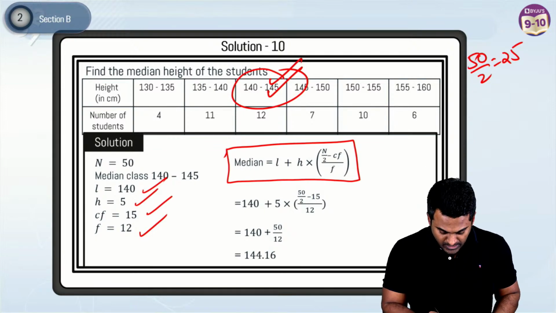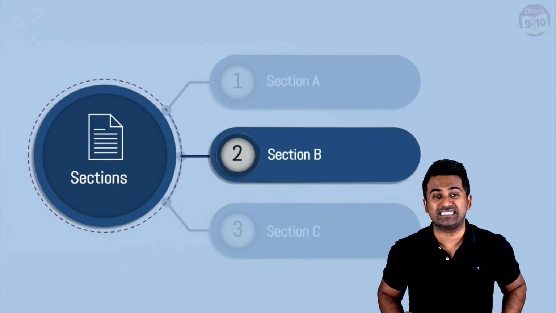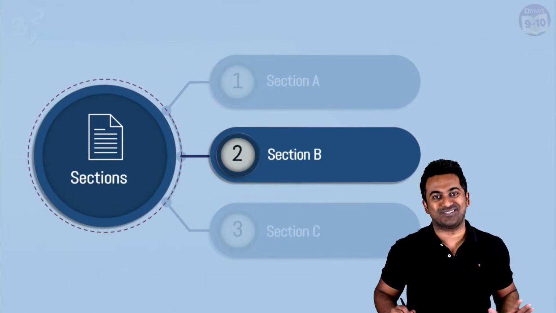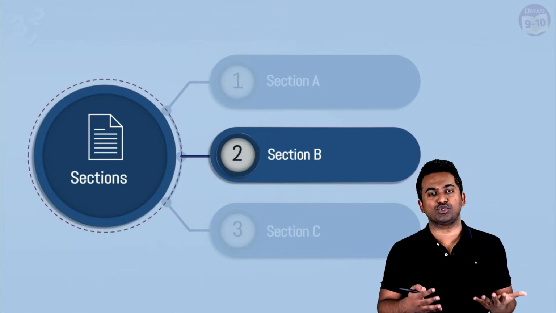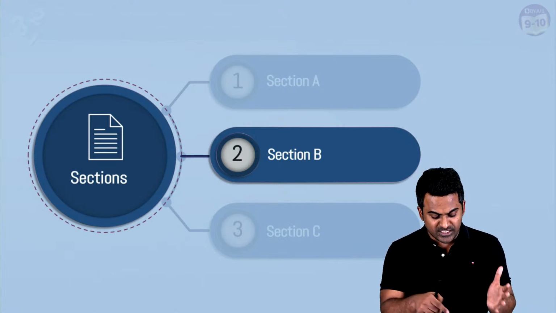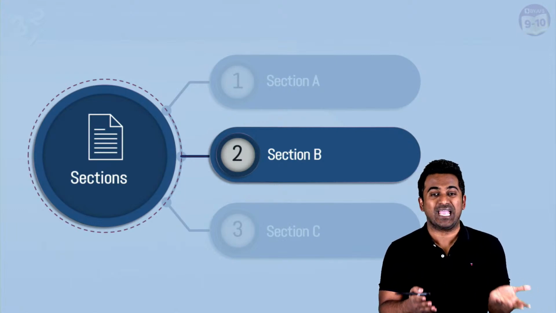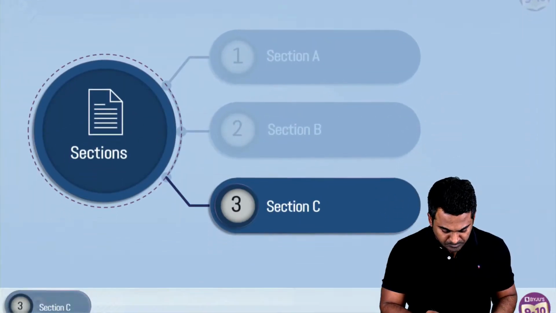All right. Okay, so I believe we are done with all the questions from the second section, which is section B. Now comes the last section, which is section C. And so far, I felt the paper was on the simpler side, probably because there were a lot of questions from statistics coming up in section B, and that's always an easy chapter. Okay, let's check out the third section now.